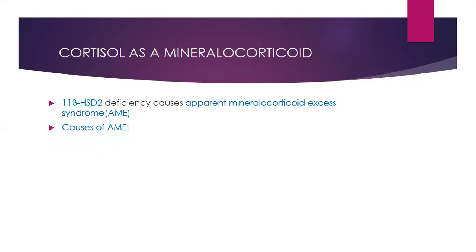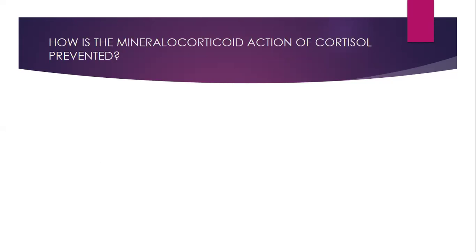So what are the causes of this apparent mineralocorticoid excess? Number one, we have genetic mutation in the gene coding for 11-beta hydroxysteroid dehydrogenase type 2. People who ingest a lot of licorice can also suffer from this AME. Again, in Cushing syndrome, because we're producing excessive amounts of cortisol, this can activate the mineralocorticoid receptor due to their abundance. Under normal physiological conditions, we have 2,000 times more cortisol than aldosterone. So imagine when you have Cushing syndrome, what can the ratio be?